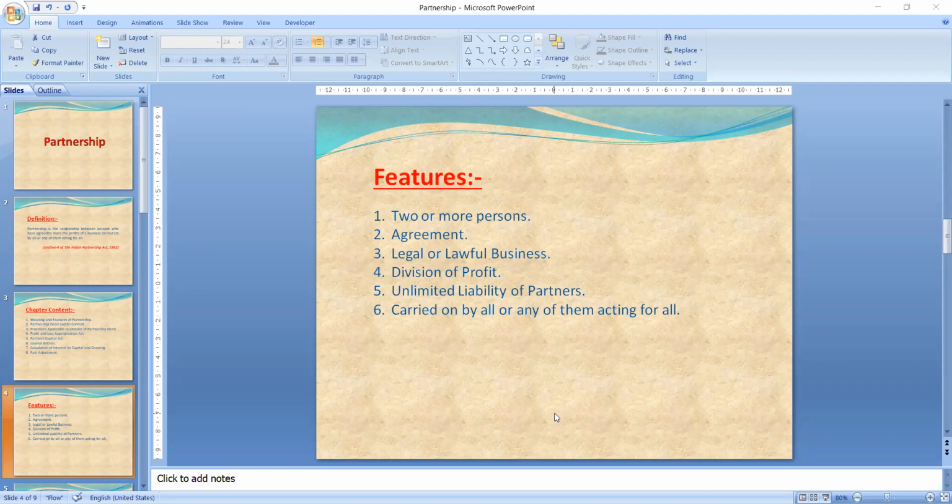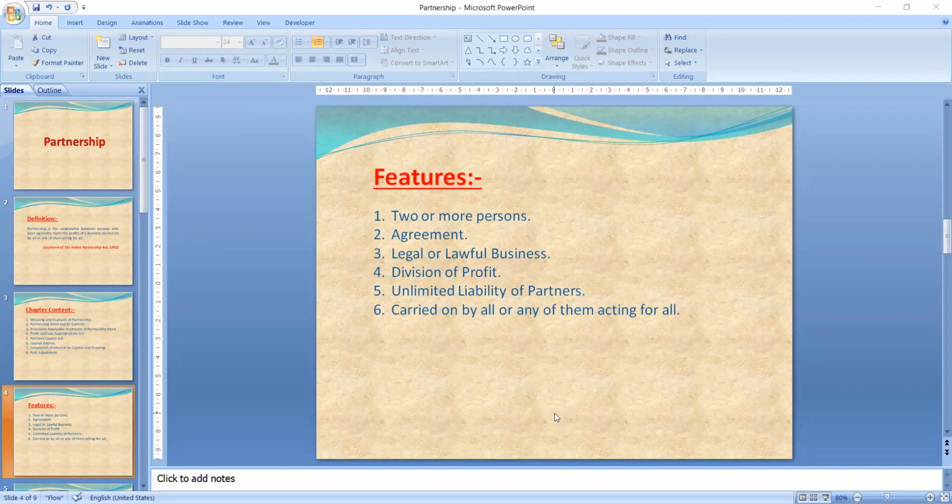Yes or no? We cannot tell our employee that this year we incurred a loss, so I'm not able to give you salary, and he will say that's okay. Can that happen? No, it can't. So we have to pay our employee whether we have incurred profit or loss.